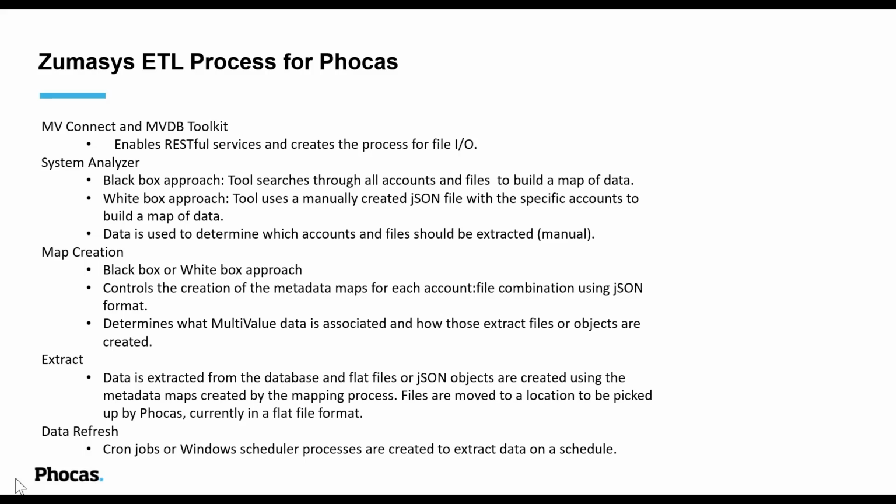And then when we do this, we want to create a process that will pull your data when you need it to be refreshed and give it to Phocas so that they can refresh the database. So we set up a cron job or a Windows scheduler process or whatever to extract the data on a schedule so that you can get it when you need it.